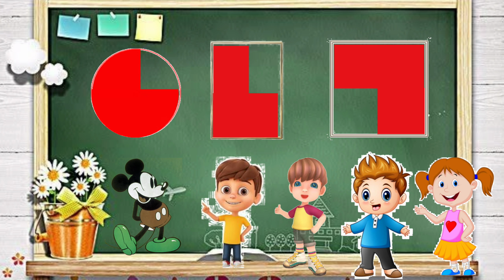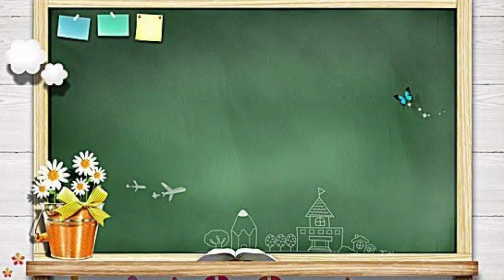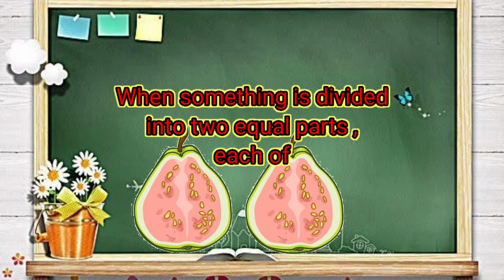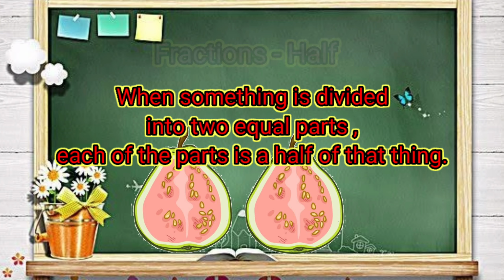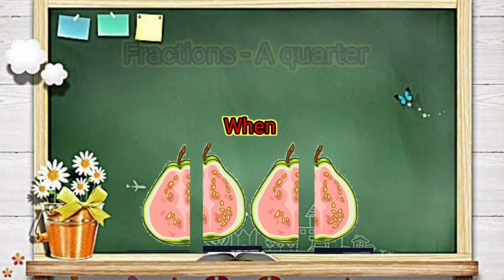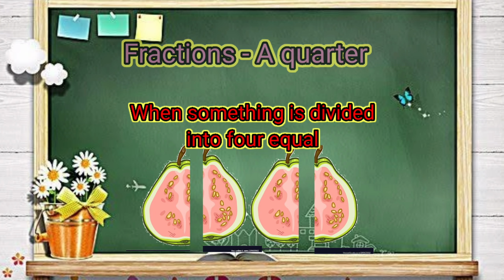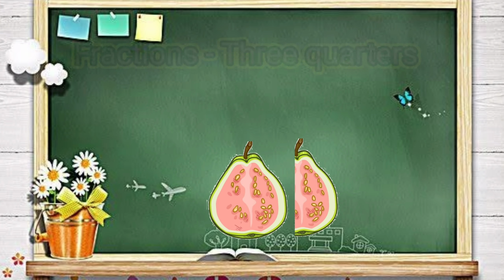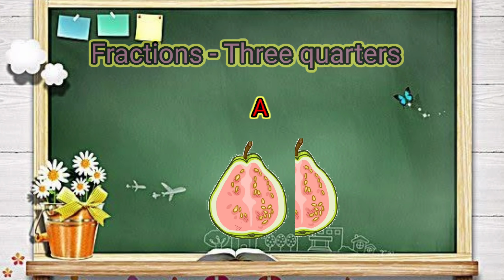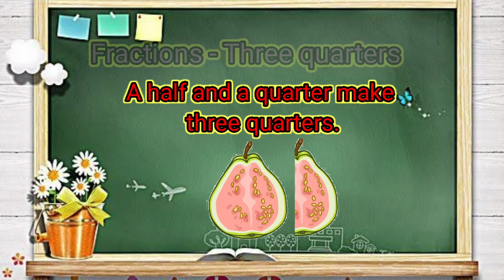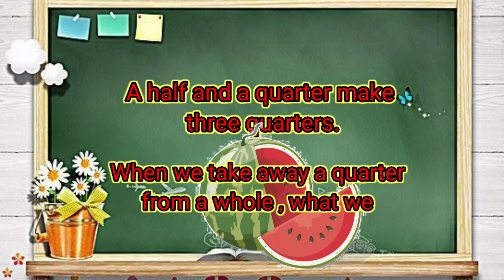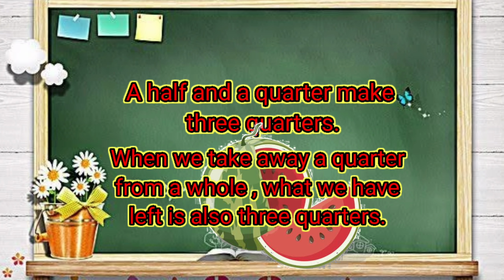Let us summarize what we have learned today. Fractions. Half. When something is divided into 2 equal parts, each of the parts is a half of that thing. A quarter. When something is divided into 4 equal parts, each of the parts is a quarter of that thing. 3 quarters. A half and a quarter make 3 quarters. When we take away a quarter from a whole, what we have left is also 3 quarters.